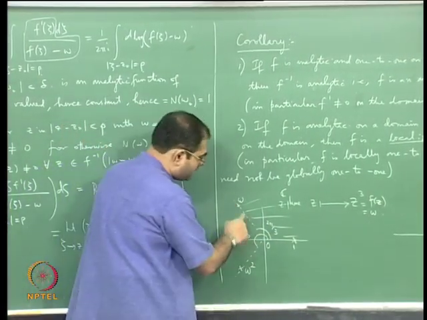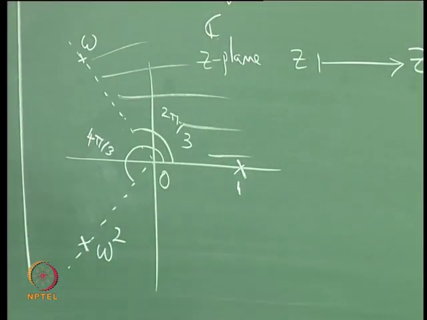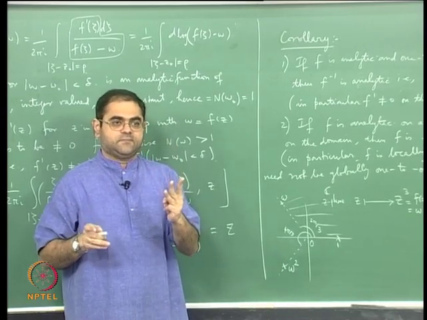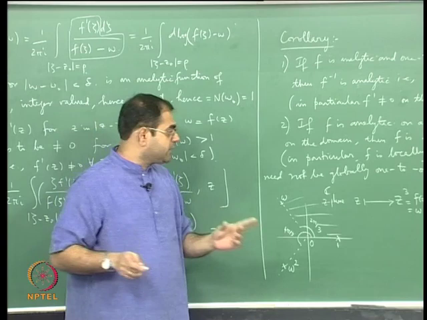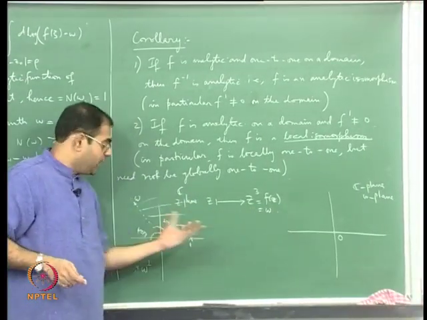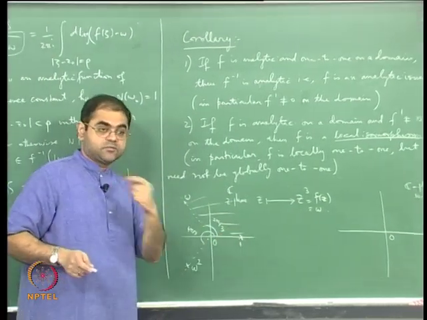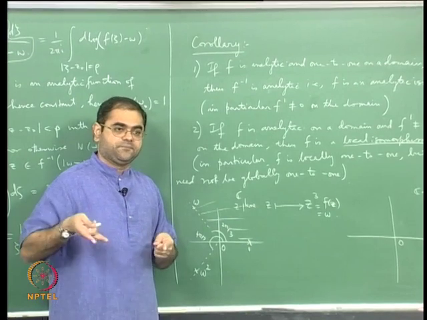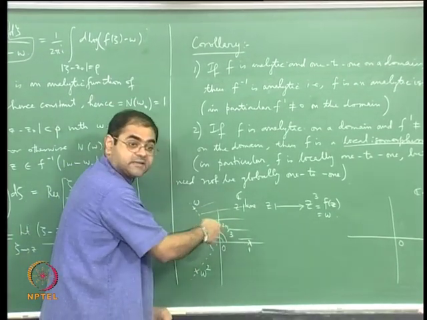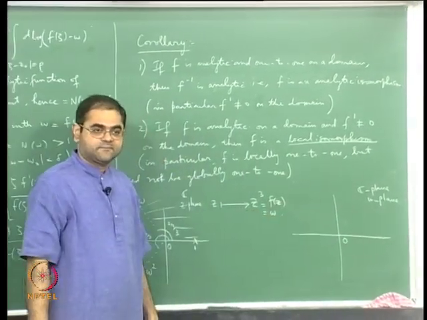It is 1 to 1 only on any single sector. On the whole, it is 3 to 1. So it is many to 1, but if you restrict it to each of these sectors, it becomes 1 to 1. So it becomes locally 1 to 1 if you omit the origin. And what is each sector? It is the inverse image of the deleted plane, the punctured plane.